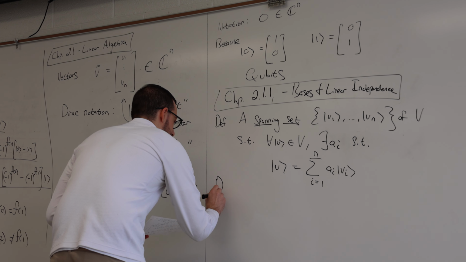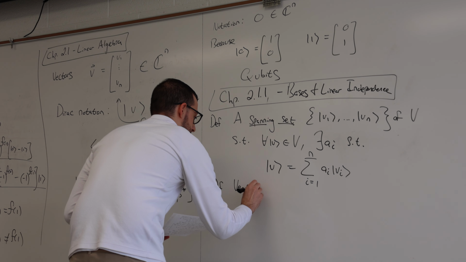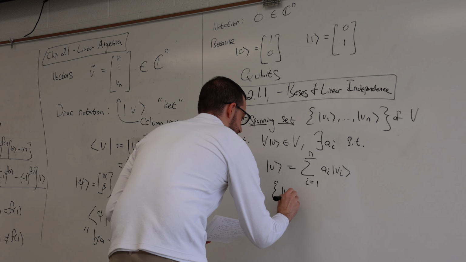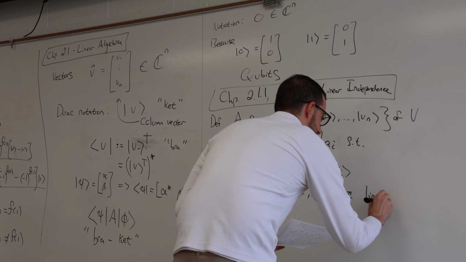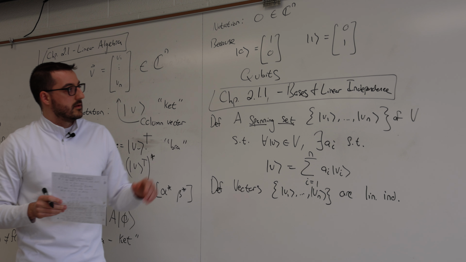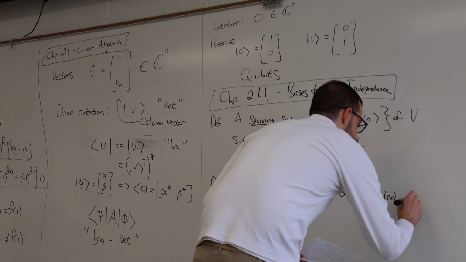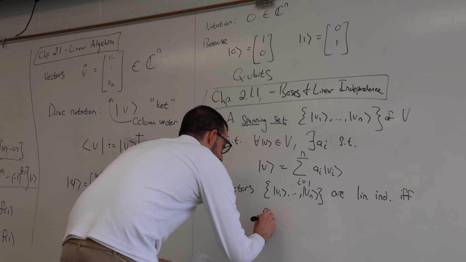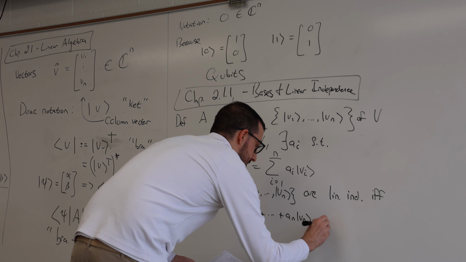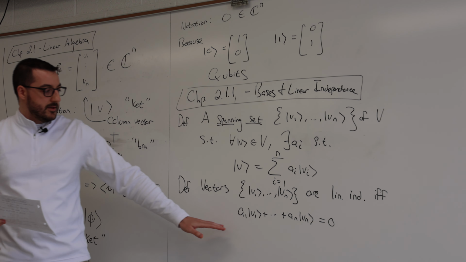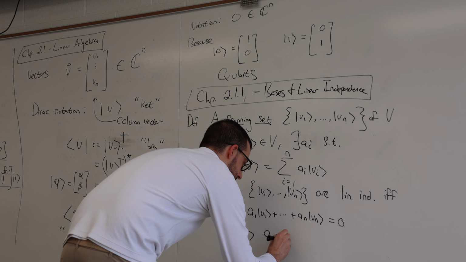So we have one more definition. Vectors v1 through vn are said to be linearly independent, the title of this section, if and only if, looking at the equation a1 v1 plus ... plus an vn being equal to 0, this implies that all coefficients are 0.